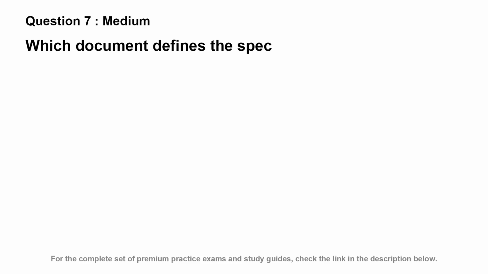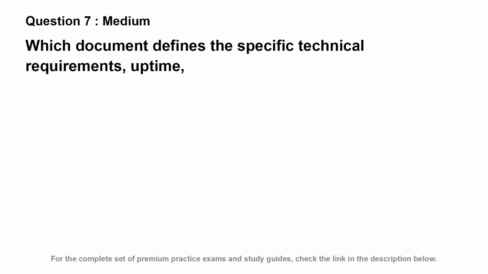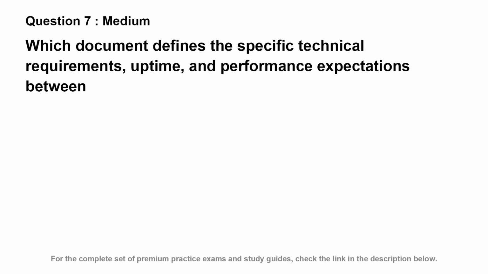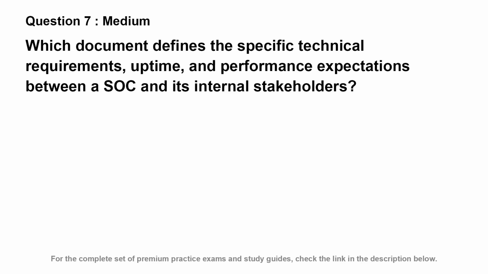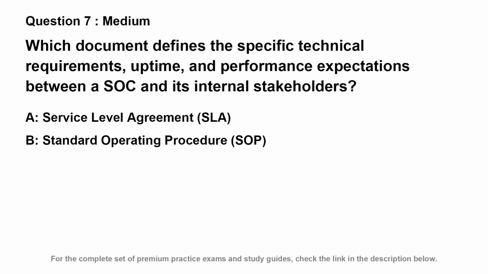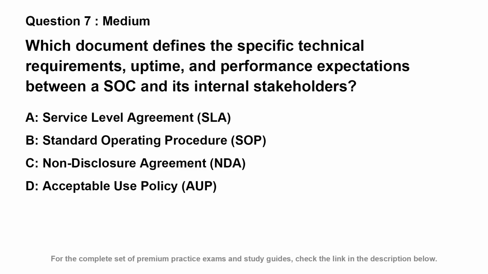Which document defines the specific technical requirements, uptime, and performance expectations between a SOC and its internal stakeholders? Option A, Service Level Agreement, SLA. Option B, Standard Operating Procedure, SOP. Option C, Non-Disclosure Agreement, NDA. Option D, Acceptable Use Policy, AUP.